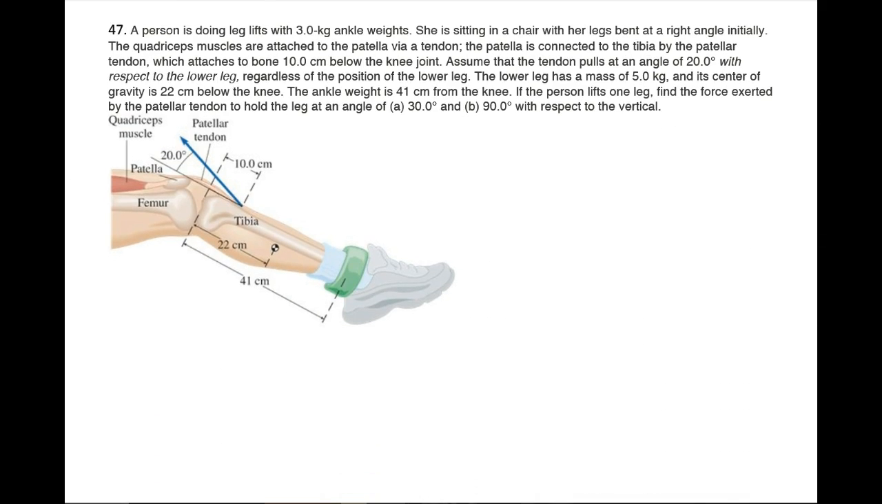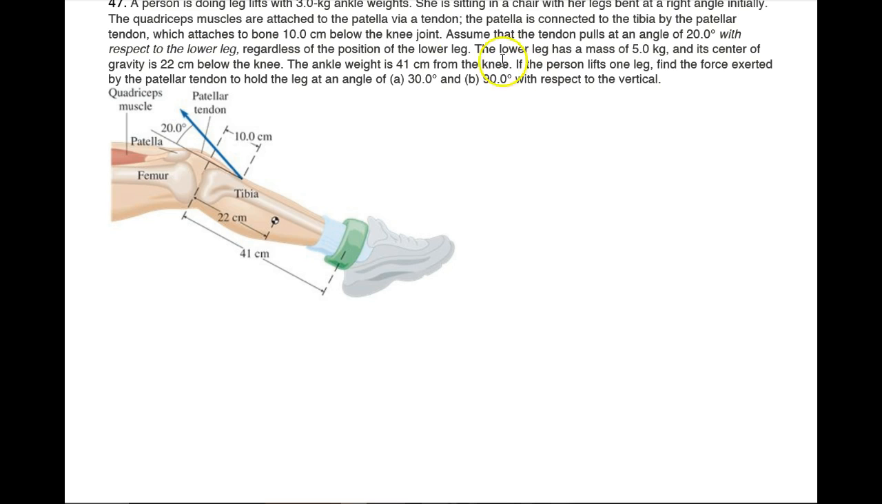Now I have a person doing leg lifts, and they've attached a 3-kilogram ankle weight down here on the bottom. It says the quadricep muscles are attached to the patella via a tendon. So here's the quadricep muscle, here's your patella, and then there's that tendon in between. And it says attaches to the bone about 10 centimeters below the knee joint. So then we've got this, you'll see the patella, we've got the tendon that actually comes up and over and then connects to the tibia itself.